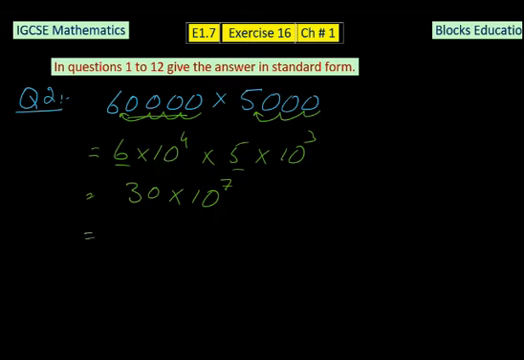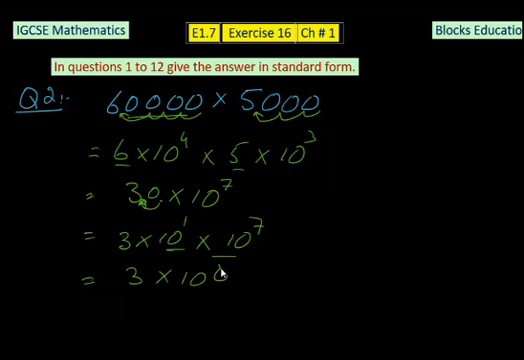So in order to write in standard form, the decimal should be in between 3 and 0. The decimal right now is here, so you have to move one place to the left, and left means plus 1, so it is 3 times 10 raised to power 1 times 10 raised to power 7. Once again the bases are the same, you add up the powers, so it will be 3 times 10 raised to power 8. So this is the standard form.